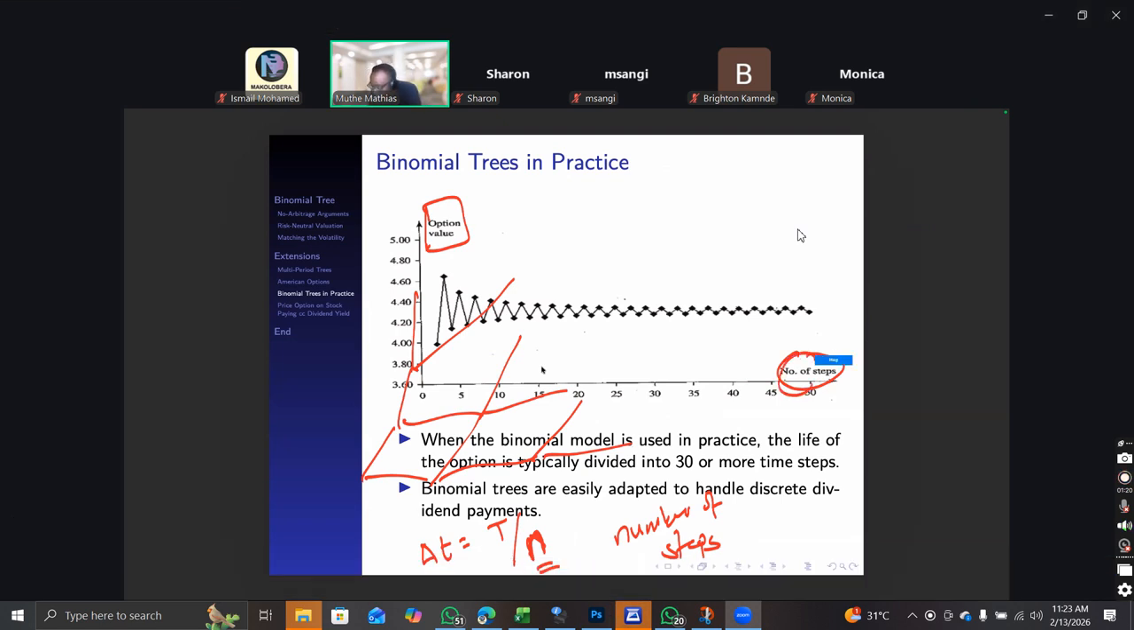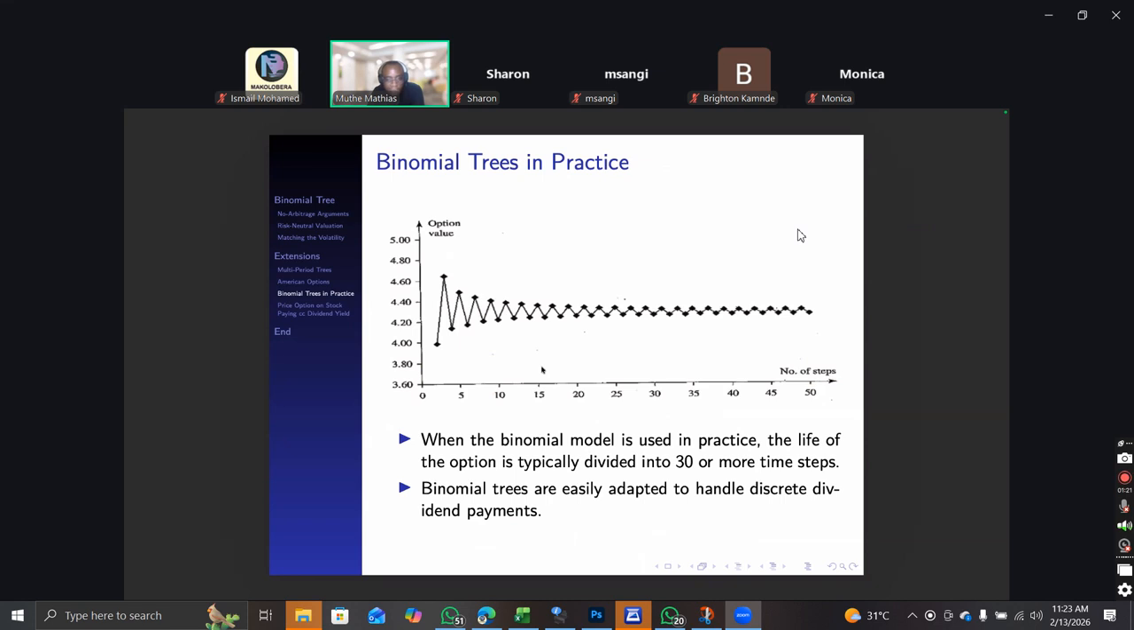So this is my n, and this one here is the call option price. It can either be C or it can be P, depending on whether you have a put or a call option, si ndio? But what is interesting in this figure ni kwamba, the more steps you have, you can see you are converging somewhere. Unavyoongeza number of steps, you can see the option value converges, right? At the end of the day, it converges around here. Si ndio? Unapoanza na step ndogo, maybe the price is here. Ukiongeza step, you get here. But the more steps you have, you are converging to a single value.